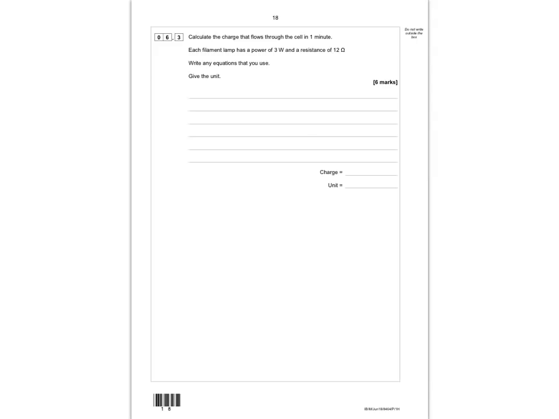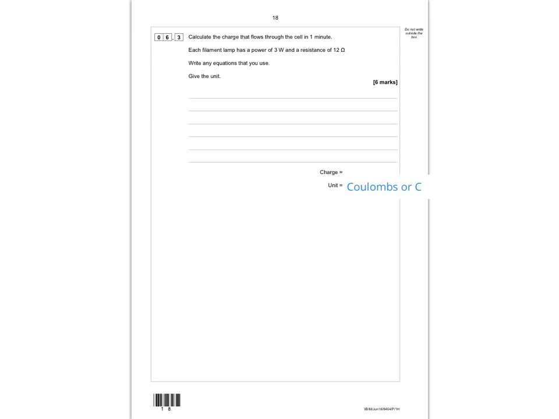The next question is 6.3. It says calculate the charge that flows through the cell in 1 minute. Each filament lamp has a power of 3 watts and a resistance of 12 ohms. Write any equations that you use and give your unit for your answer for charge flow. With this question, I would always say the first thing to do is to get the unit down first. So we need the unit of charge, which is coulombs, or just a capital C. By ensuring that we've written the units already, we get the mark for that.